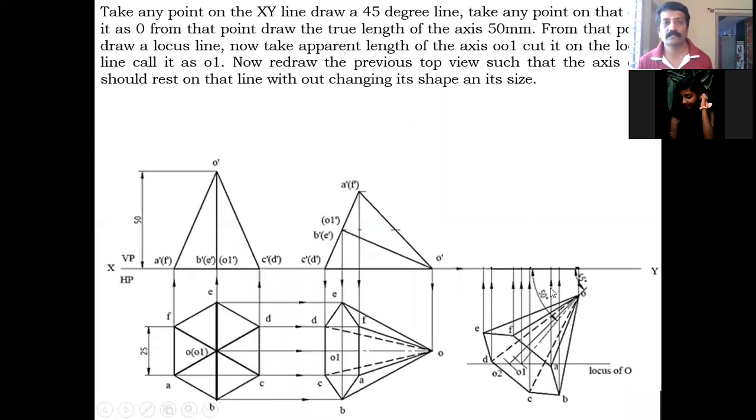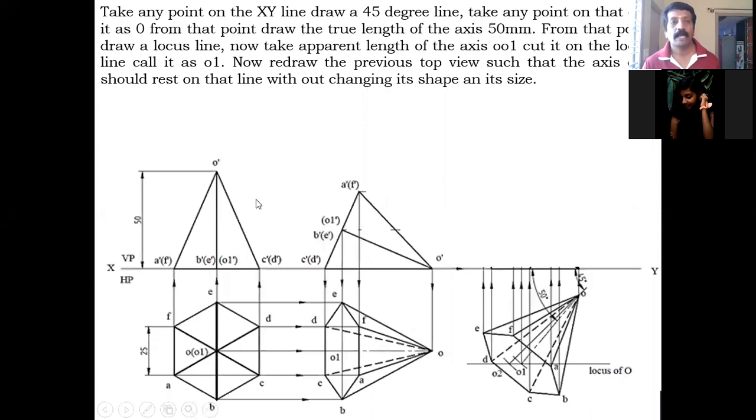Now coming to the third position, since he has given the axis is inclined at 45 degrees to the HP, that means this is the true inclination he has given. It is not the apparent inclination. We need to get the apparent inclination. How to do this? In many examples we have done this. So draw a 45-degree line in any direction, either in this direction or this direction. I'll take any one point on that and call that O.